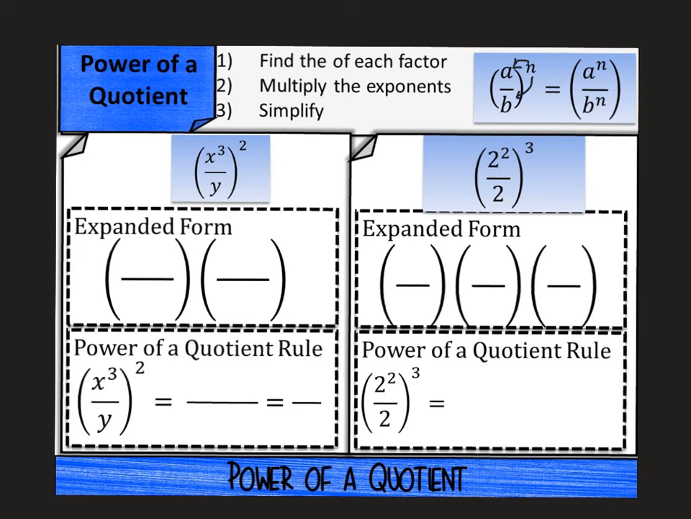So expanded form, I'm going to have x times x times x over y, times x over y. It's happening twice. So power of a quotient rule, I would have x to the third squared, y squared. Remember previously our power of a power rule. X to the third squared is x to the sixth.